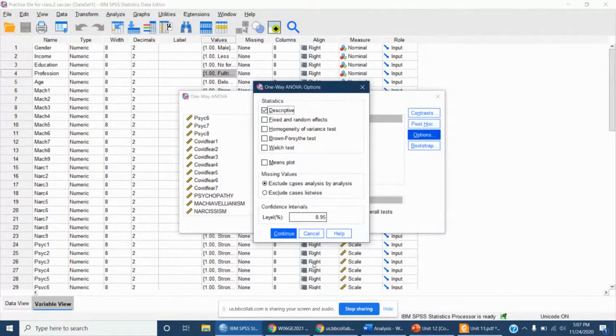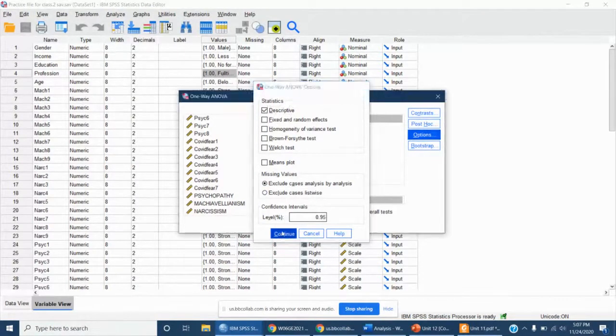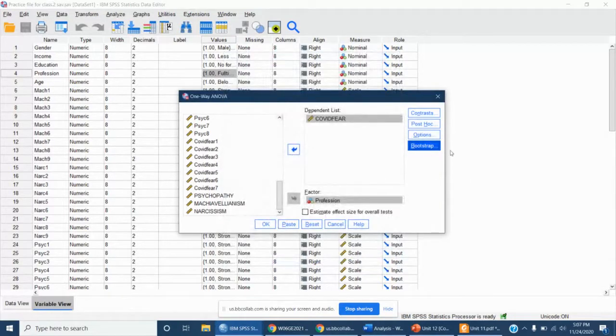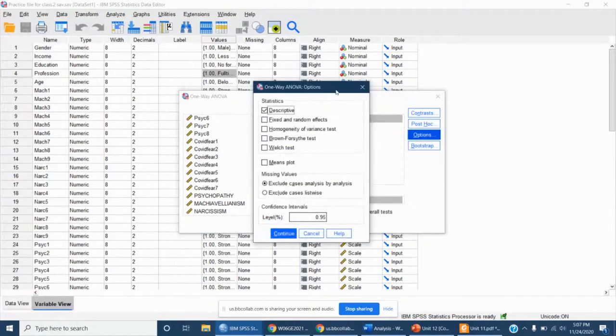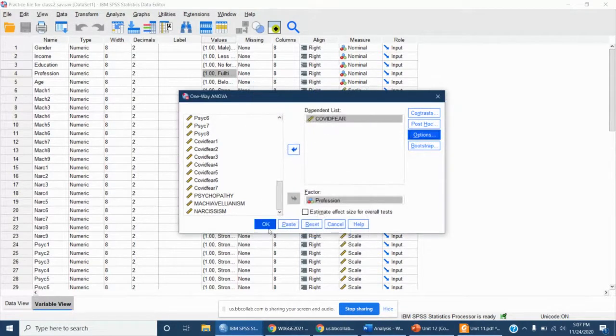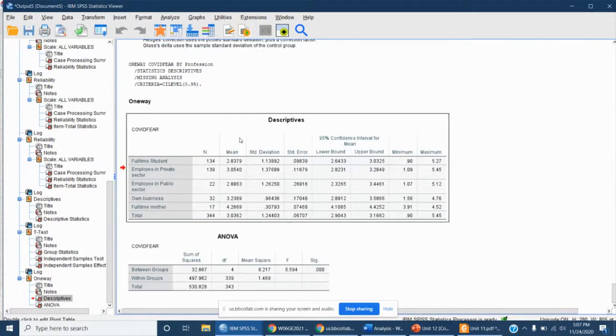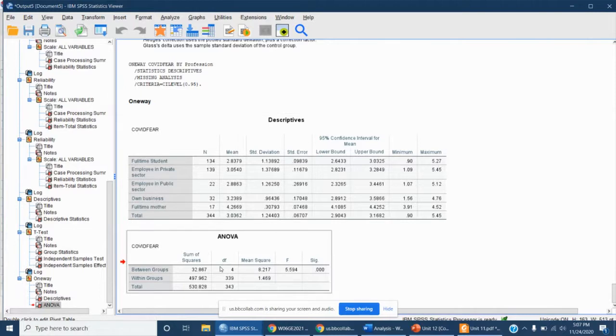Okay, I am interested in descriptive stats. I want to know the means of different groups, so I have just checked the descriptive box. That's it. Bootstrap, no, nothing else. Nothing is needed there. So among these four buttons, I have just selected options and checked the descriptive box. That's it. Now I will click OK. And here the two tables are very prominent, the descriptive table and the ANOVA table.